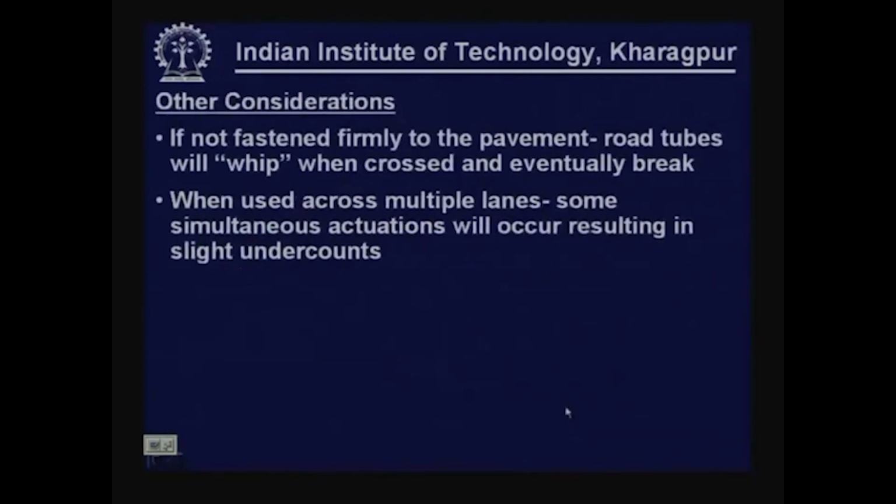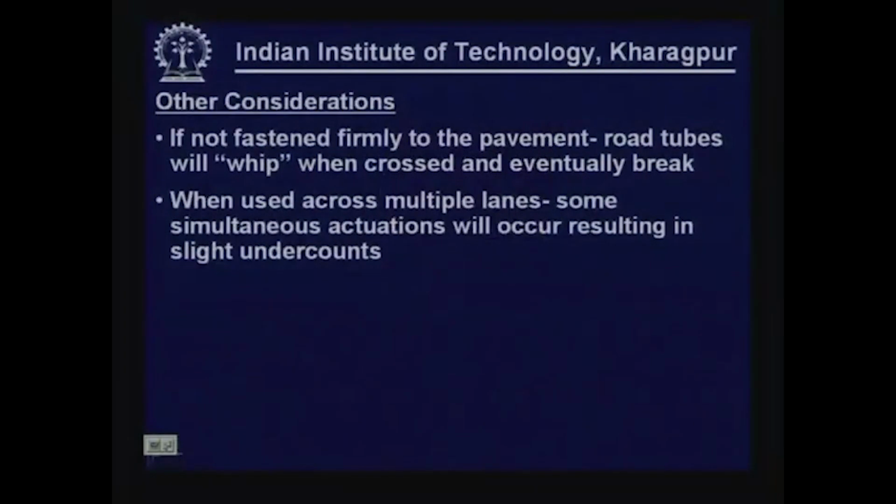Remember that if the tube is not fastened firmly to the pavement, road tubes may get damaged, because as a number of vehicles cross the tube, it will eventually break. So, you have to make sure that the tube is fastened firmly to the pavement. And when used across multiple lanes, there may be some simultaneous actuations, and therefore you may get slight undercounts.